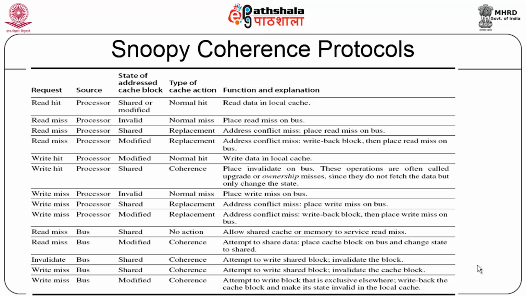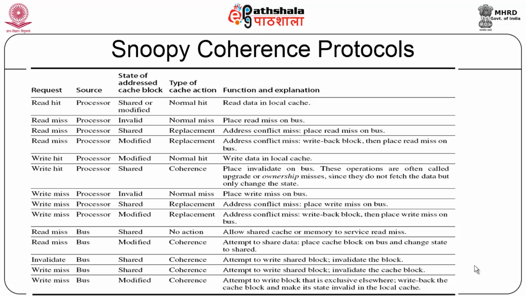So, the last case is you have a write miss coming on the bus for the address cache block being available in the modified state. This is again a coherence miss because the block is available already in the modified state, but there is a write miss coming in. So, somebody else wants to perform a write operation here. So, the other data will have to be anyway invalidated and this person has to get the ownership of the data. So, there is an attempt to write a block that is exclusive somewhere else. So, you will have to write back the cache block and make its state invalid in the local cache.